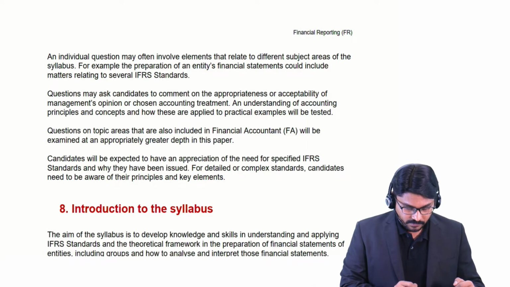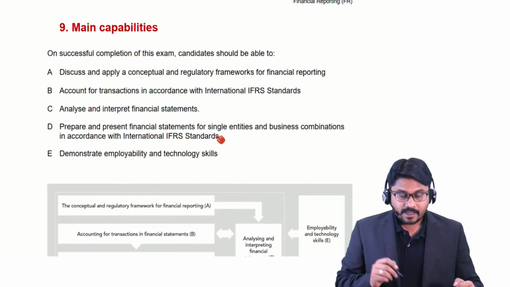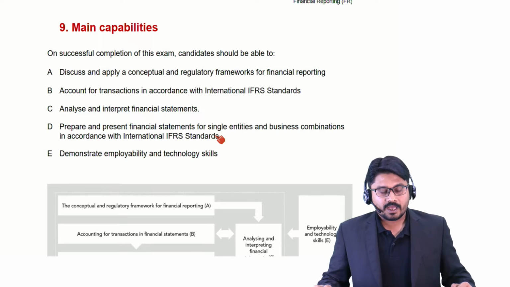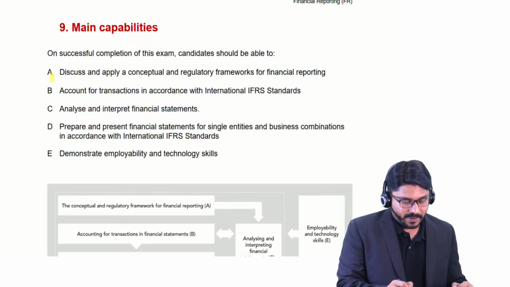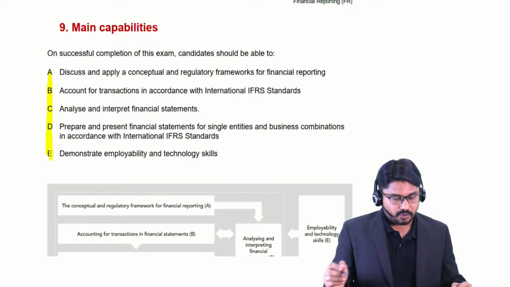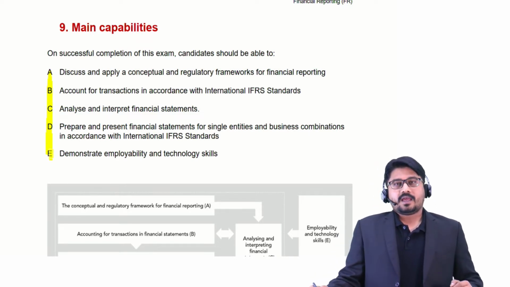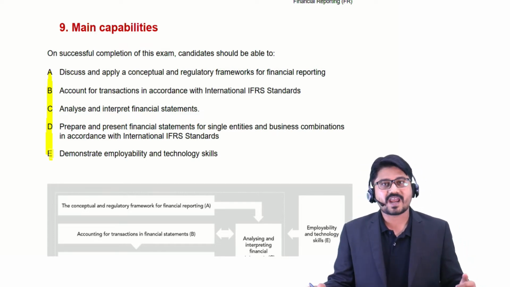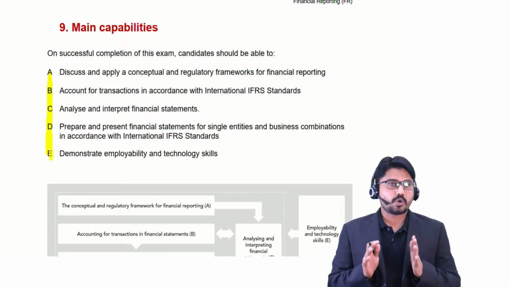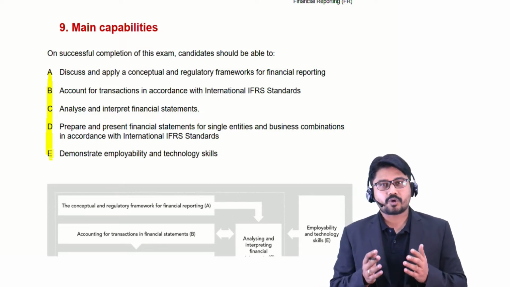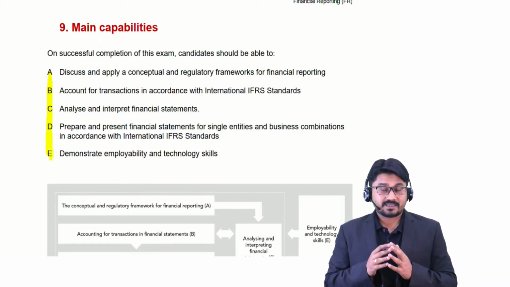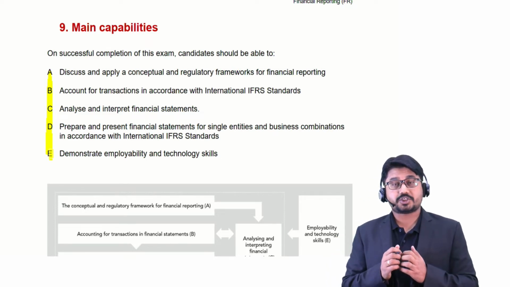Now, let's talk about the main capabilities which are required to study and pass the FR paper. Basically, the capabilities are categorized from part A to part E. In FR, we study how a single company prepares its financial statements. We also cover the concepts of group accounts and consolidated financial statements, and other topics such as cash flows and ratio analysis.